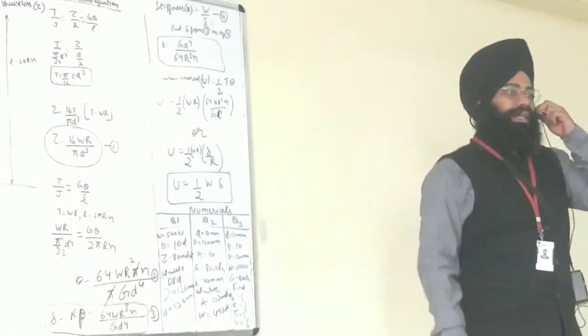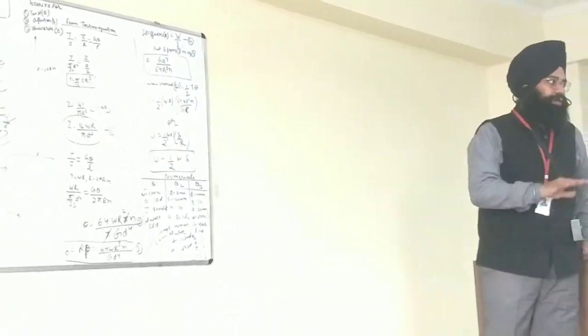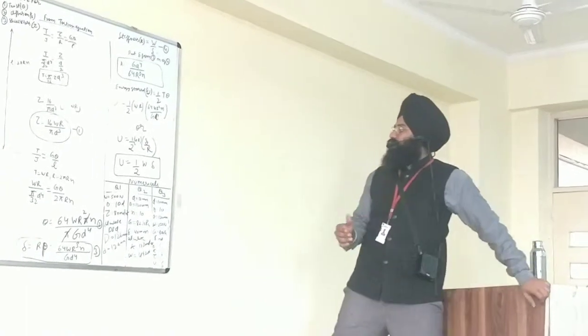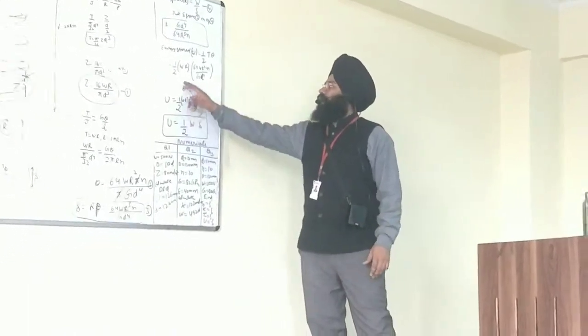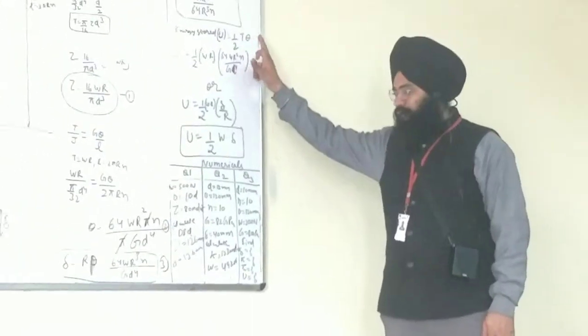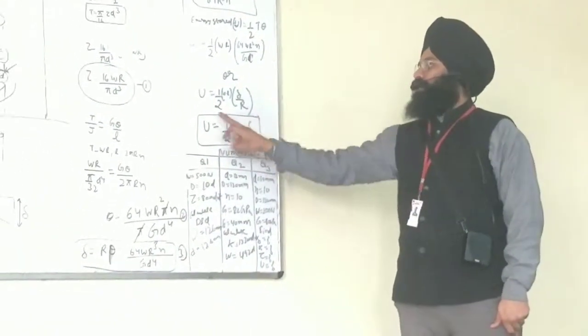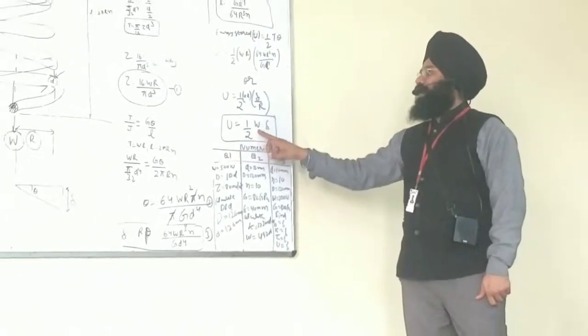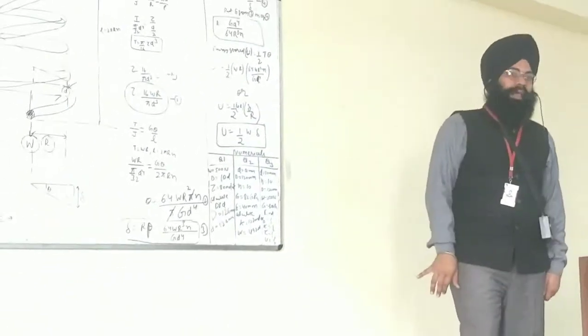Strain energy stored, you have also covered this topic earlier. So we use this relationship, that is 1 by 2 into T into theta. T is W into R, theta you have calculated over here. So you get the relationship 1 by 2 W into deflection.